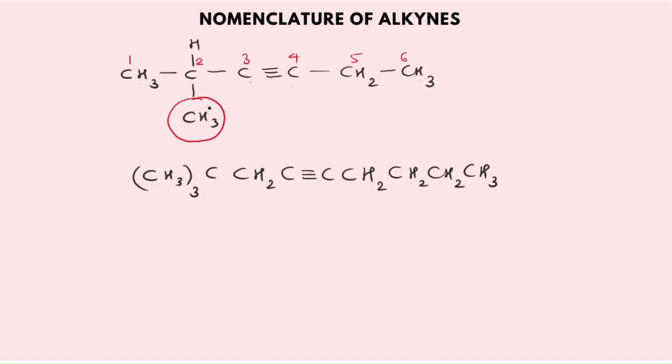Then how to name this molecule? The methyl is a prefix. Therefore, 2-methyl. And in the longest chain, there are 6 carbons. Therefore, hex. At the third position, the triple bond is there, 3-yne. This is the correct IUPAC name of the molecule. Now, let's see this molecule.